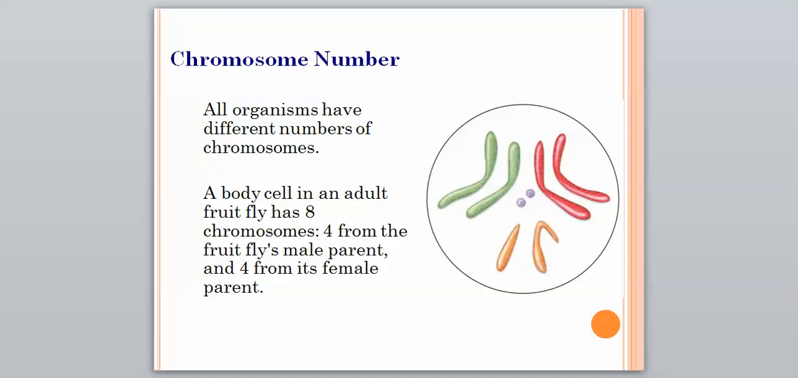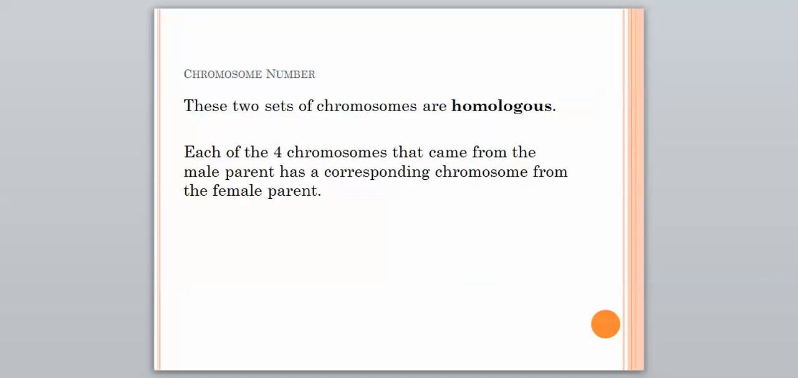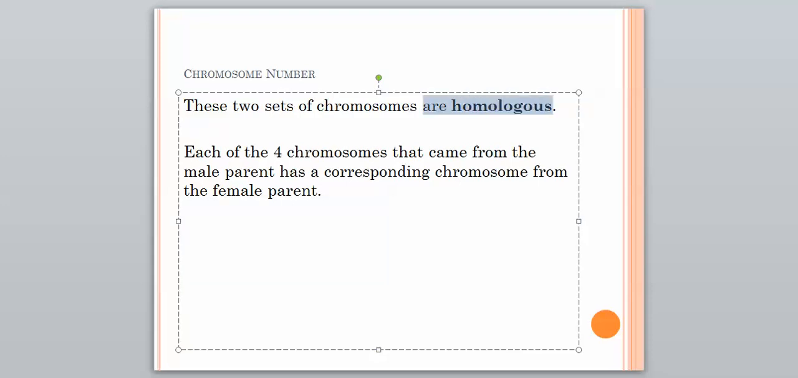And the term that we use to describe these sets of chromosomes is that they are homologous. This just means that each of the 4 chromosomes that came from the male parent has a corresponding chromosome from the female parent. So when you're homologous, it just means that you match up with another chromosome. Homologous chromosomes just mean they match up. That's all that they mean there. Homologous chromosomes, that's going to be an important word for you to know. It'll probably show up on your quiz, so I'd make sure you wrote this down.